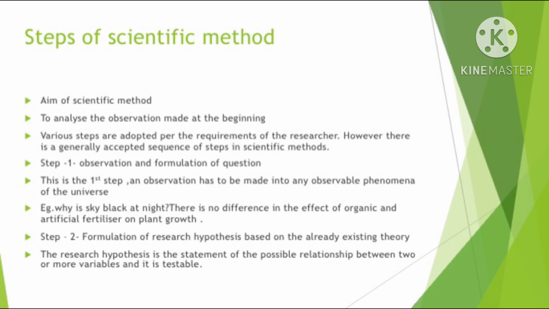Step 1, that is observation and formulation of questions. Whichever field we are selecting in order to do the research, from that specific field, we will make our own observation and then we are formulating a question. This is the first step. An observation has to be made into any observable phenomena in the universe. That is the first step of scientific method.